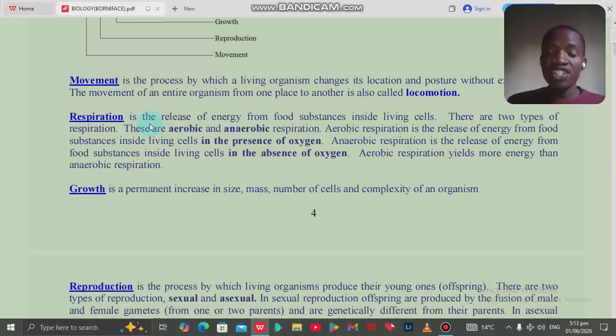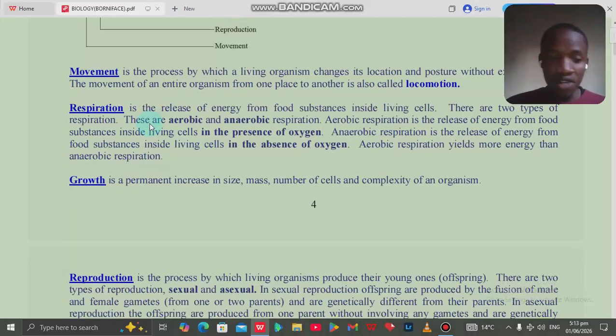The difference is the opposite for anaerobic respiration. So you're releasing energy from food substances inside living cells in the absence of oxygen. Now, we need to know, even as we are distinguishing the two, that in aerobic respiration there is a higher energy yield as compared to anaerobic respiration.